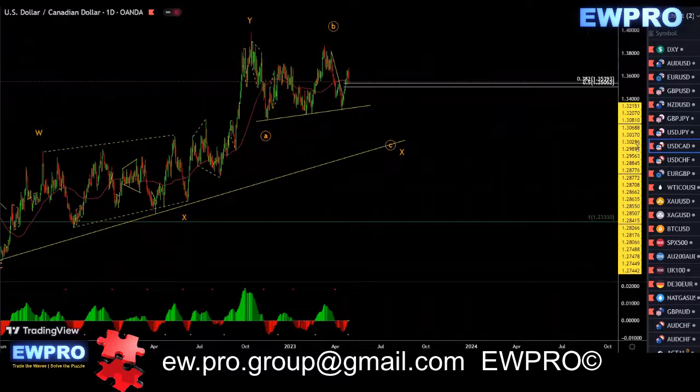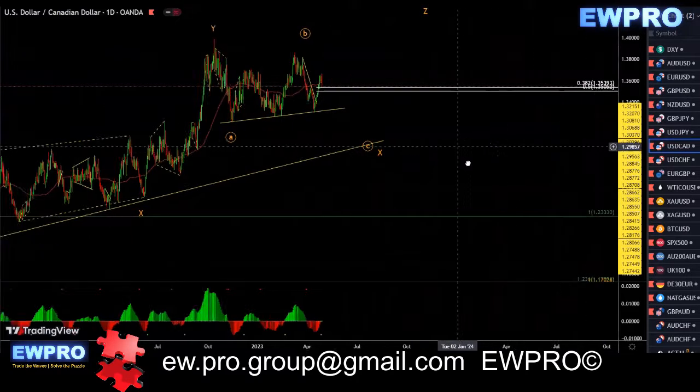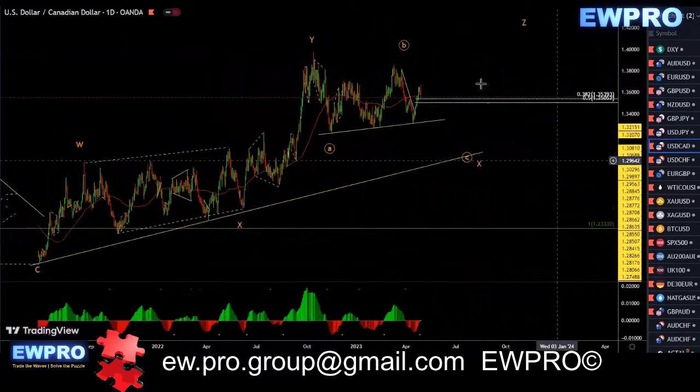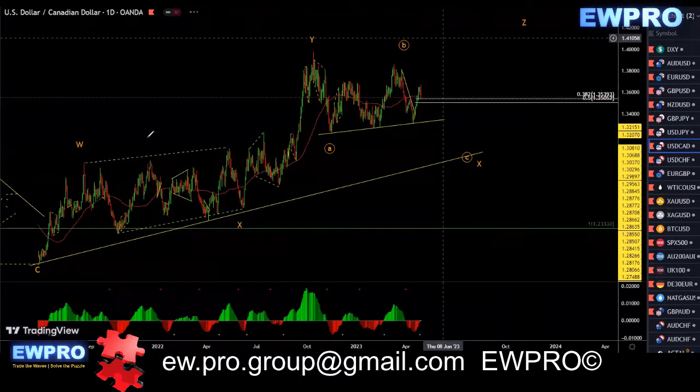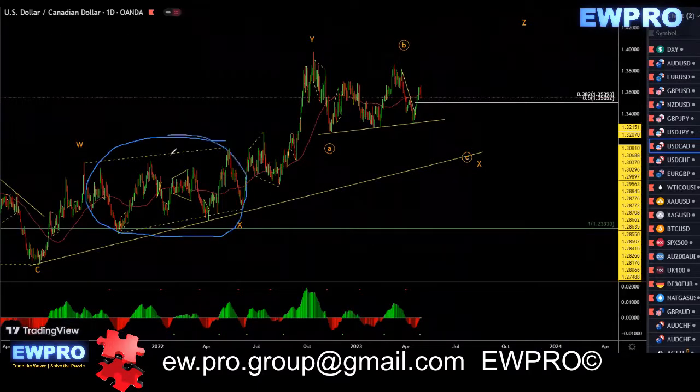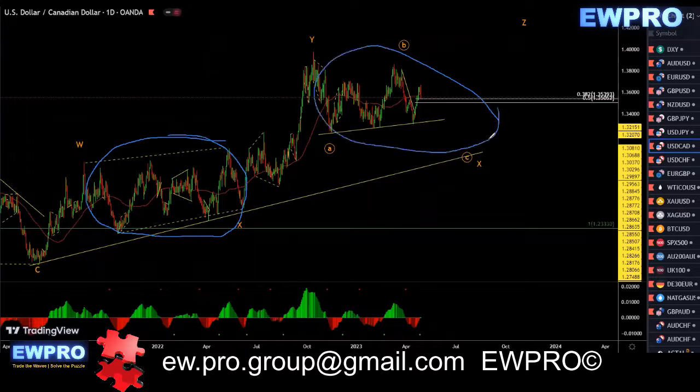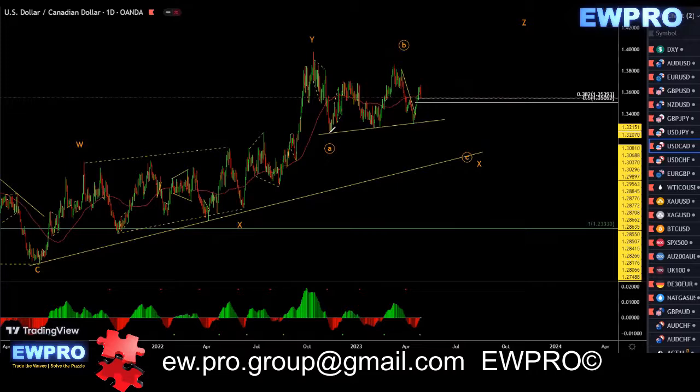USD CAD. Like I've been saying for months and months and months, we're looking for a correction this size over here for that wave Z up. Looking for that WXY, X2 and a Z up in here. We have that bull hidden here. So I'm looking for that to go and break that top.